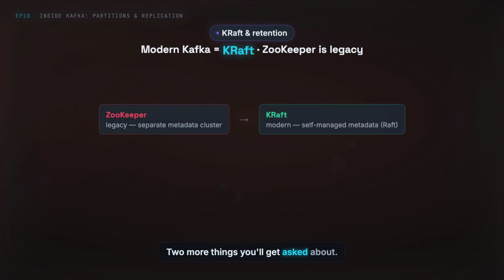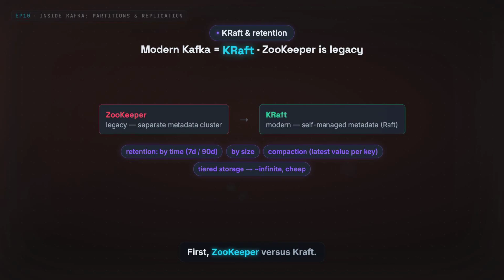2 more things you'll get asked about. First, ZooKeeper versus KRaft. Kafka used to rely on a separate ZooKeeper cluster to manage its metadata. Modern Kafka manages its own metadata internally using the Raft consensus protocol. That's KRaft, and it's been production ready for a while now. The interview answer is simply, modern Kafka uses KRaft. ZooKeeper is legacy.